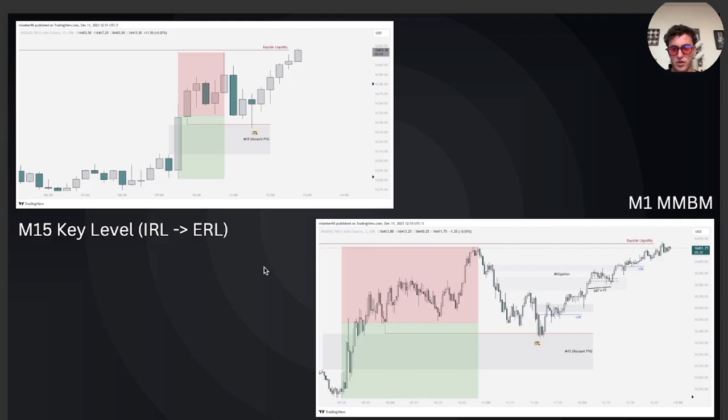Here is the last one, the M15 to an M1 market maker buy model. Price retracing into an M15 bullish fair value gap and internal range liquidity pool, and then price reacting and framing a market maker buy model on that M1 chart to take out the external range highs. So M15 internal range to external range draw, framing ourselves in a long position off of that bullish fair value gap to then go to those external range highs.